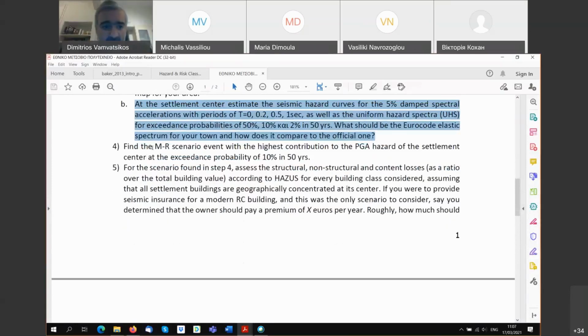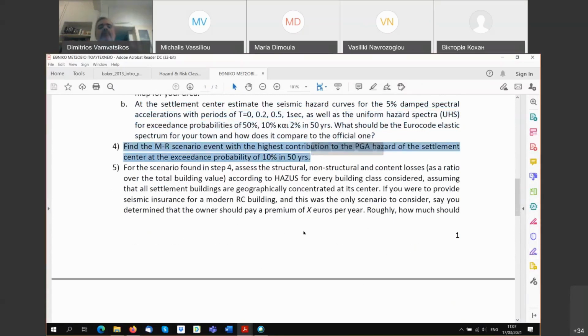Now, point 4 says find the MR scenario event with the highest contribution to the PGA hazard of the settlement at the exceedance probability of 10 and 50. And pretty much that's the aggregation we'll be talking about. You've seen how it's done. OpenQuake does it automatically for you. Just tell me what MR scenario event is the most important. That's all.